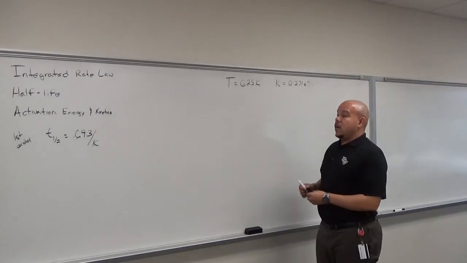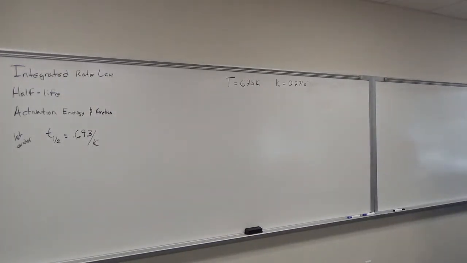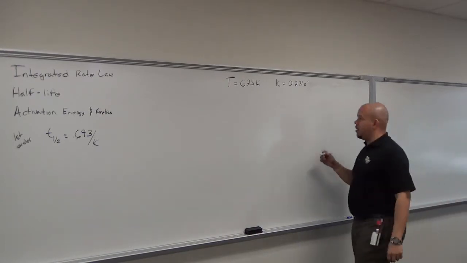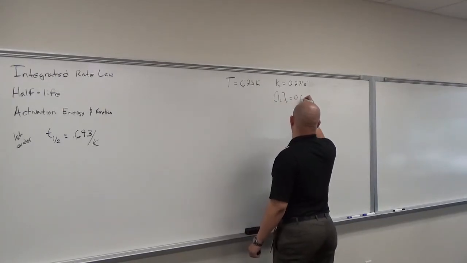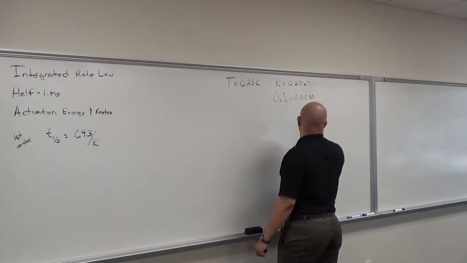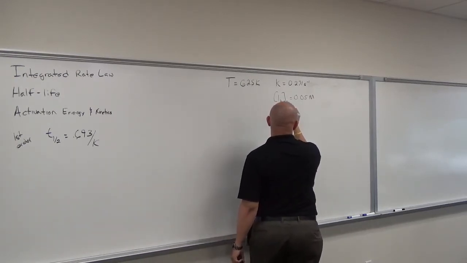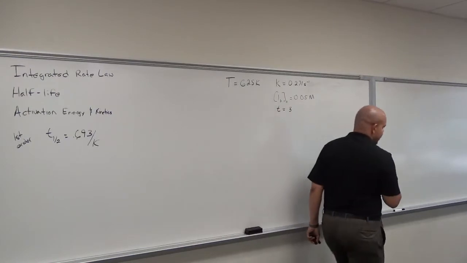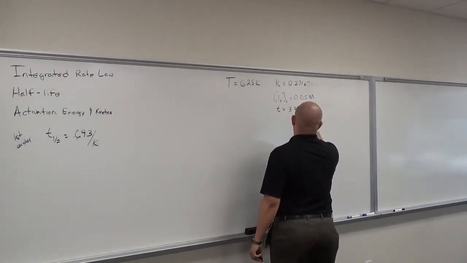All right. I also then tell you that the starting concentration, or I2 naught, is 0.05, and I want to know what remains after 3.29 minutes. So I2 naught is equal to 0.05. Remember, concentration is in molar, that's moles per liter, and my T is equal to 3.29 minutes.